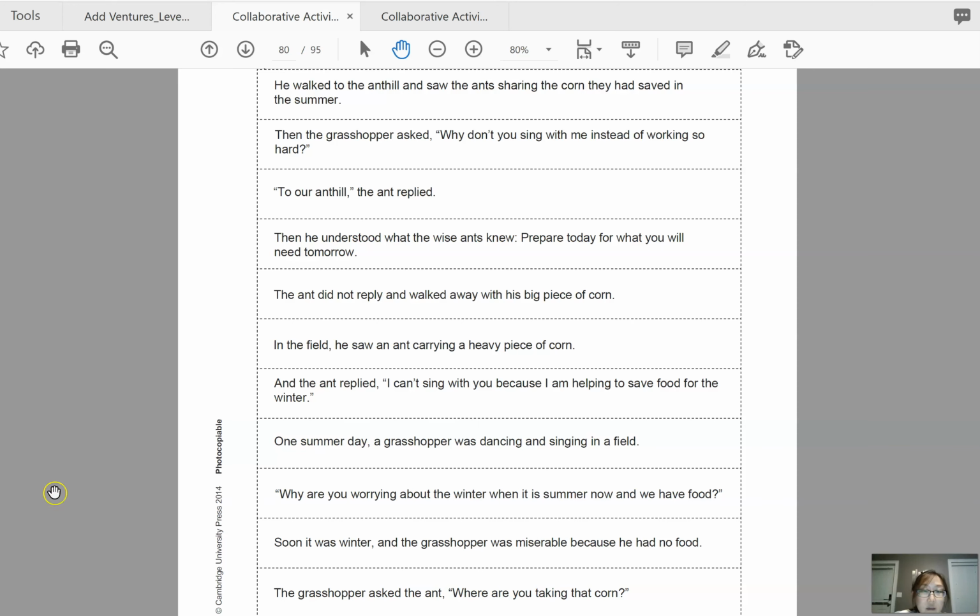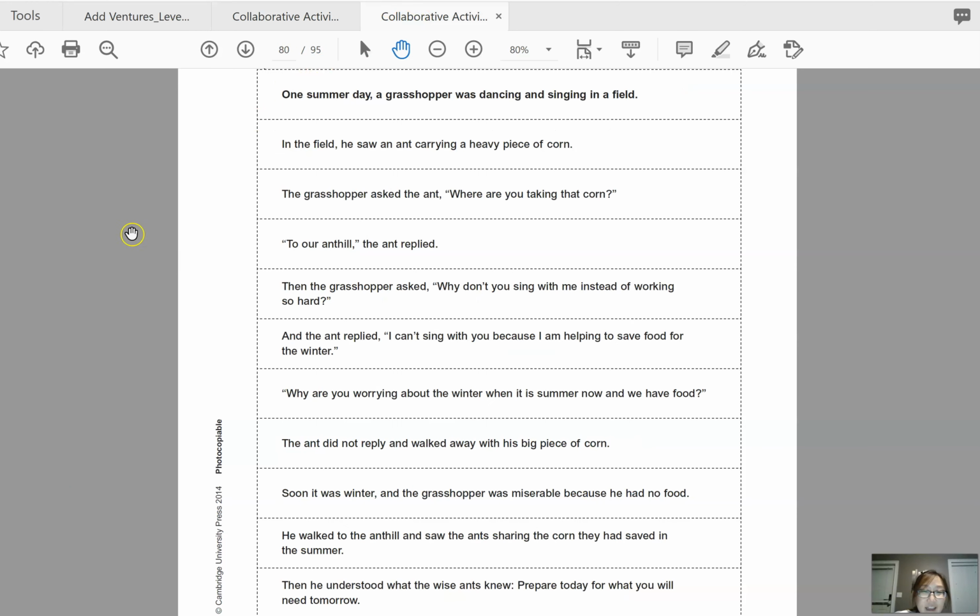Okay, so let's look at the answer. Okay, and this is the answer. So let's read the story. One summer day, a grasshopper was dancing and singing in a field. In the field, he saw an ant carrying a heavy piece of corn. The grasshopper asked the ant, "Where are you taking that corn?" "To our anthill," the ant replied.